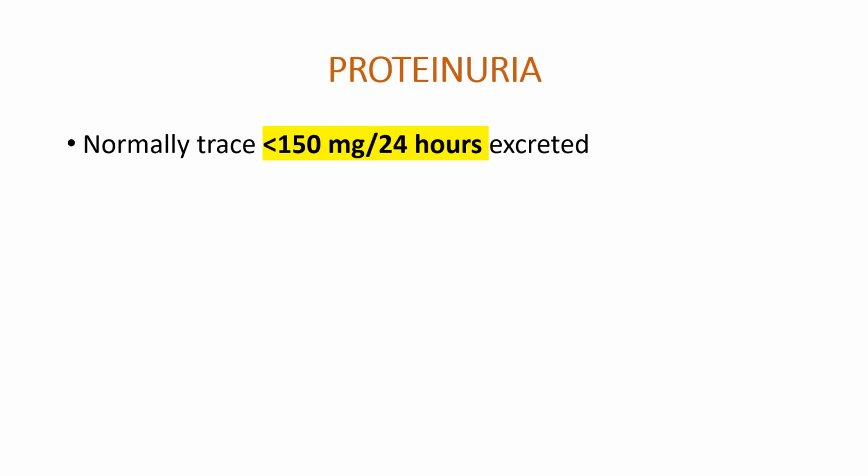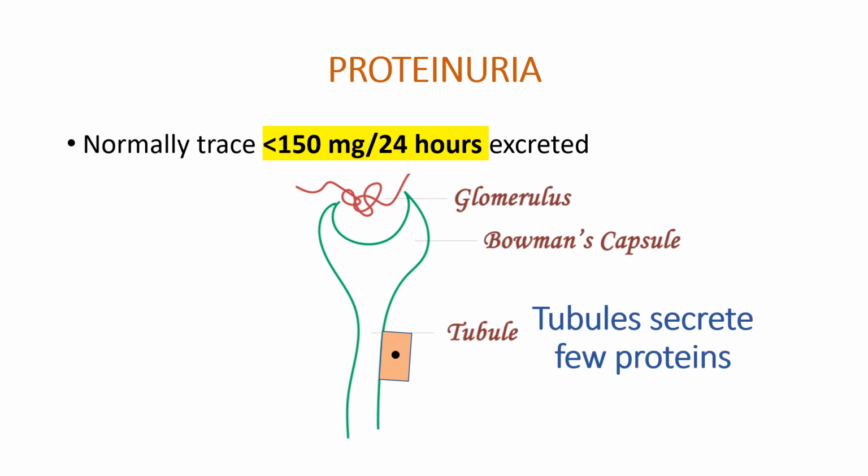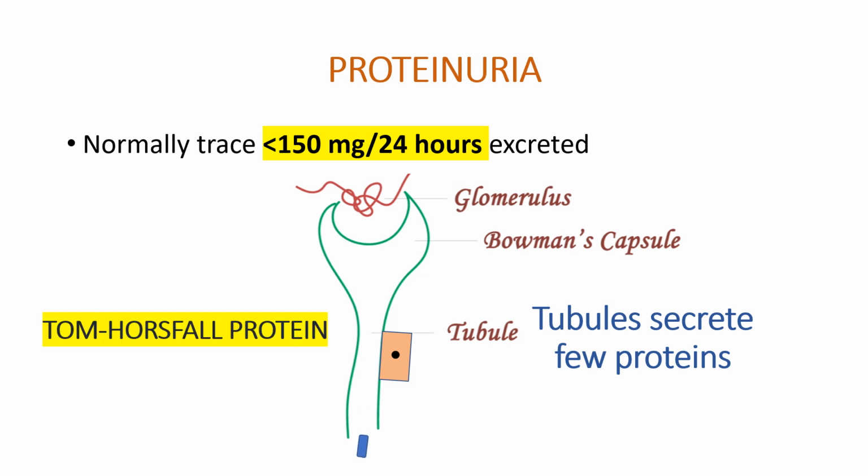As I told you earlier, the body normally excretes less than 150 milligrams per 24 hours. Now, where is this protein coming from? Most of this protein is actually secreted by the tubules. The tubule cells produce some proteins, and there is one such protein called Tamm-Horsfall protein. So just keep this in mind.